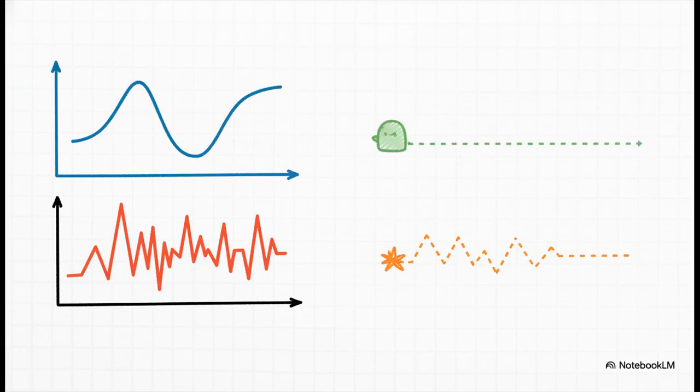And a correlation of 0. That just means there's no relationship at all. Their movements are totally random and independent. Knowing what one is doing tells you absolutely nothing about what the other is going to do.